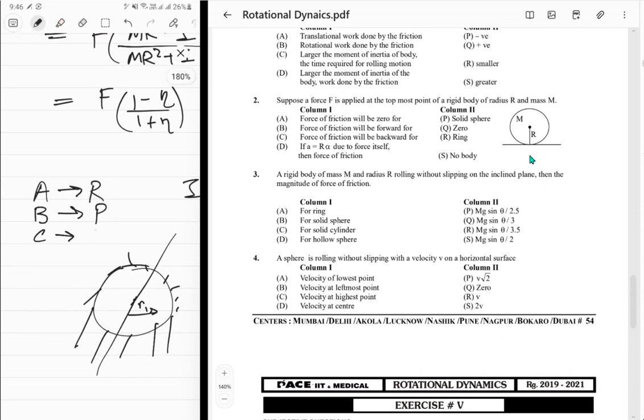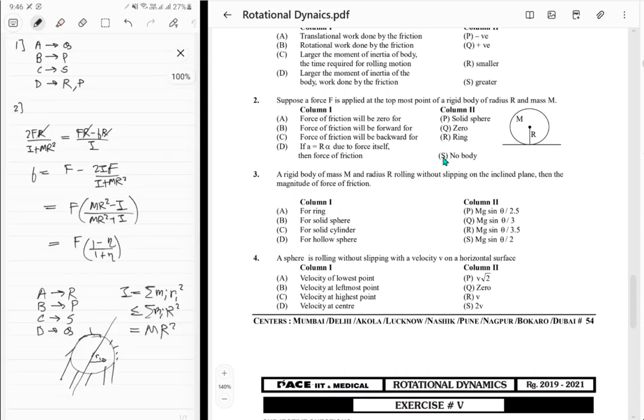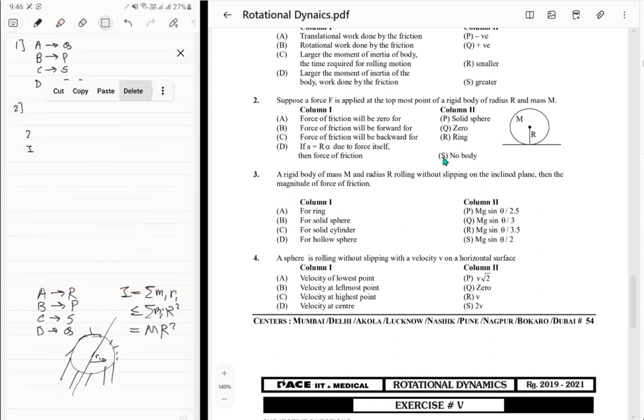Okay, D. If a is equal to R alpha due to the force itself, then the force of friction... a is equal to R alpha. Oh, okay, so it's like pure rolling, huh? Due to the force itself. So then there's no need for friction, it will be zero because it's doing pure rolling by itself. There we go, you got our answer now. Delete everything.